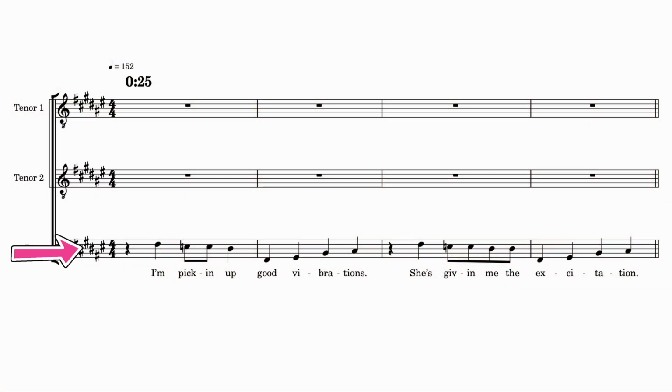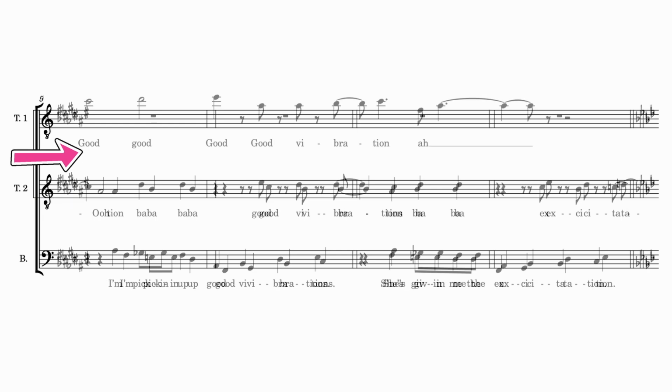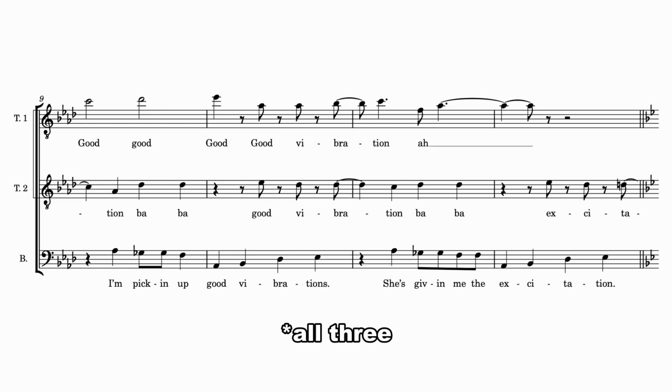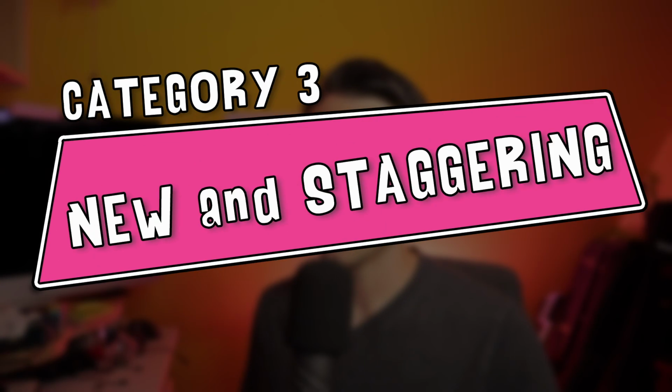Even though we haven't heard any of these parts before, it's not as confusing as you would think it would be because each part is introduced one at a time. If the chorus was all 4 of these at once the whole time, it would be a lot harder to follow. So this is what I call category 3, new and staggering, which basically just means each part is new, but the entrances are staggered. In other words, they're introduced one at a time.